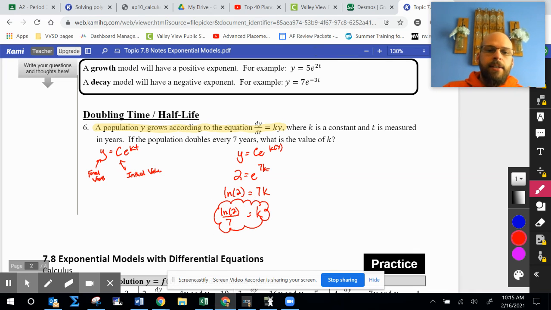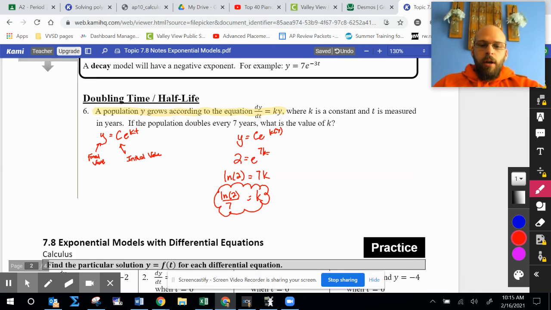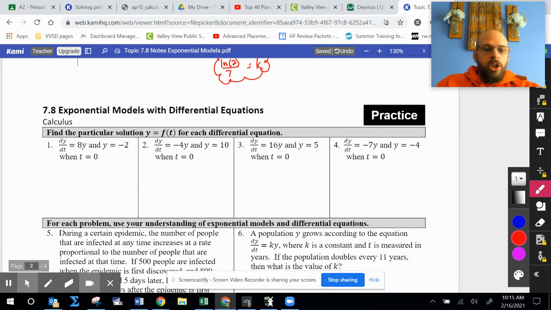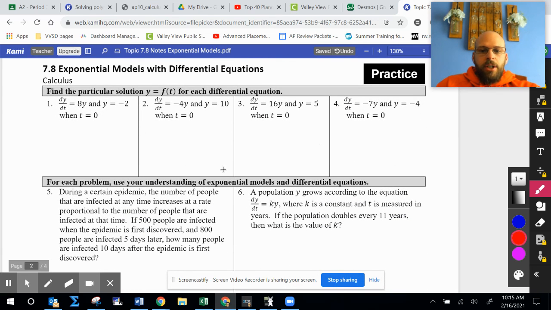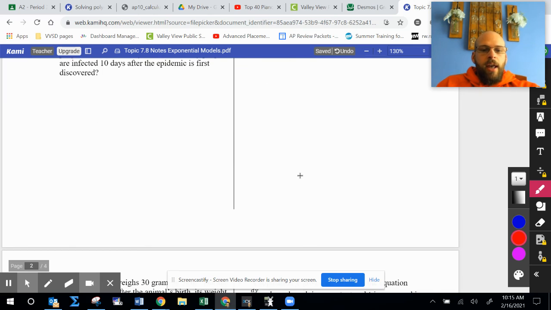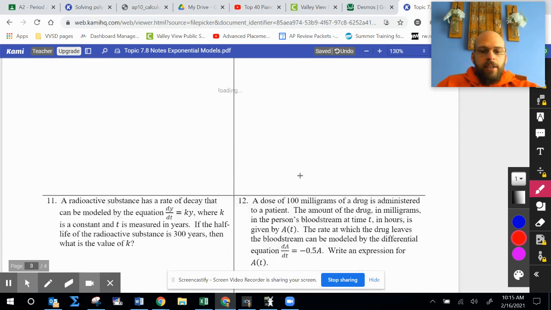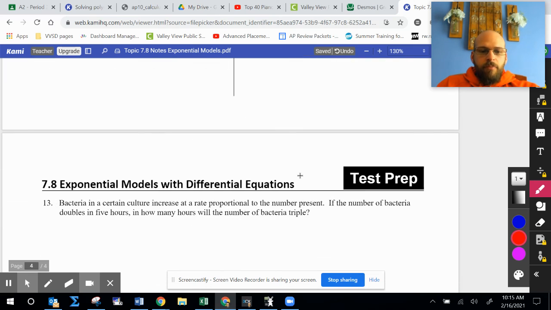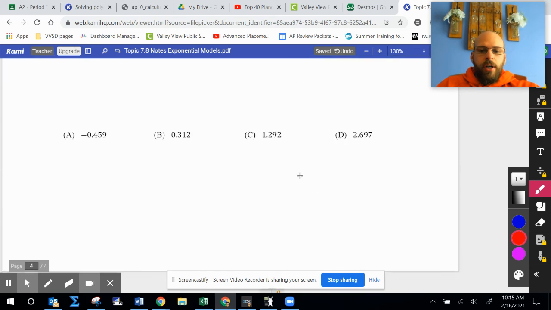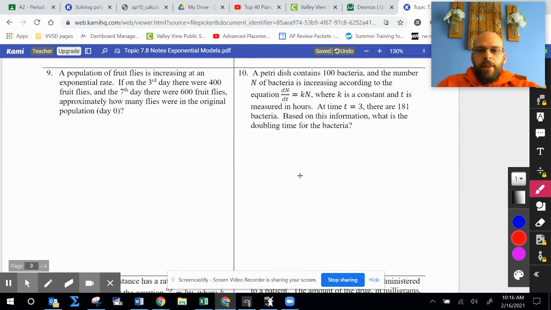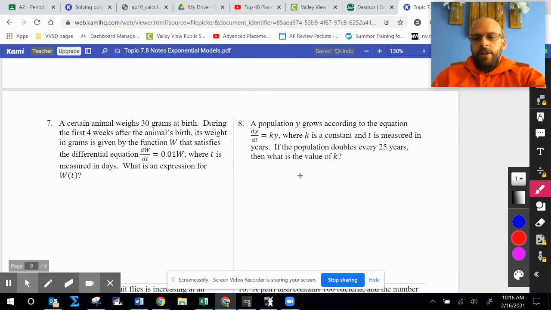Okay, and that is your exponential lesson. So there are a bunch here, so you can practice finding the particular solutions. These are all exponential, and then a couple word problems for you to give a try. I will post the answers to some of these practice problems, and then there's some multiple choice prep if you want to try those out. I think they're pretty good practice for this particular topic.